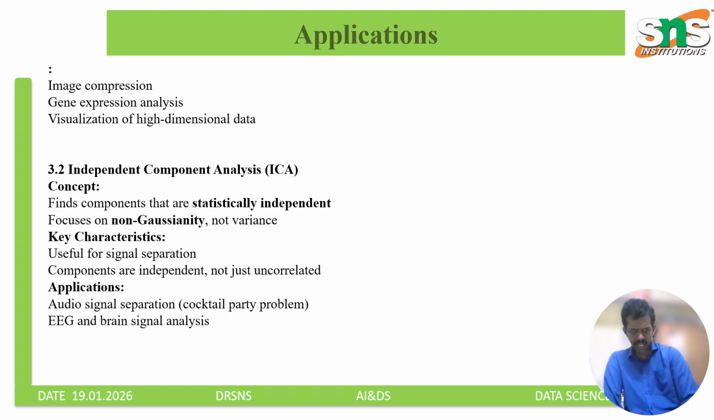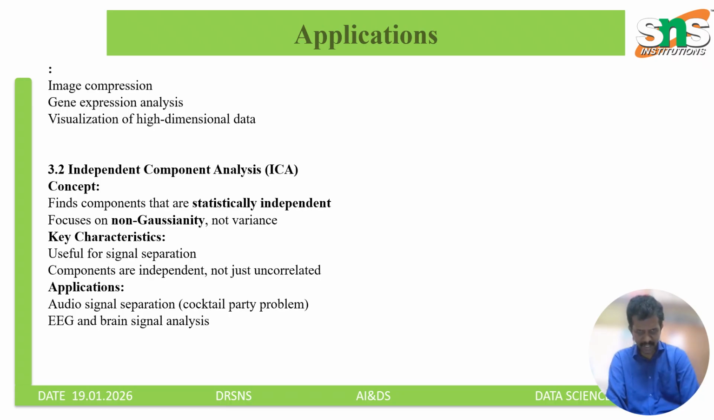So here, if you want to see the first one, that is Independent Component Analysis, an ICA. The concept is that we are able to find components that are statistically independent, focusing on non-Gaussianity and non-variance. So this is the concept of Independent Component Analysis. Next, we can see the key characteristics.